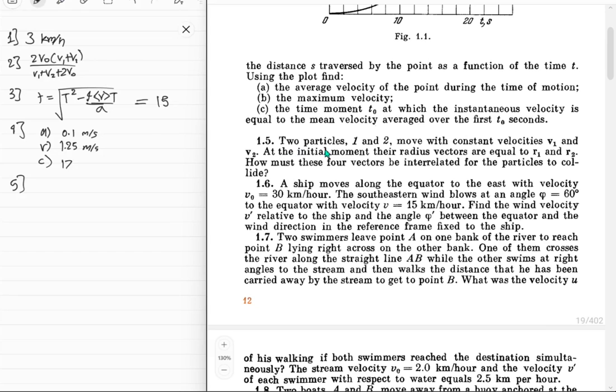Fifth: two particles 1 and 2 move with constant velocities v1 and v2. At the initial moment, their radius vectors are equal to r1 and r2. How must these four vectors be interrelated for the particles to collide?